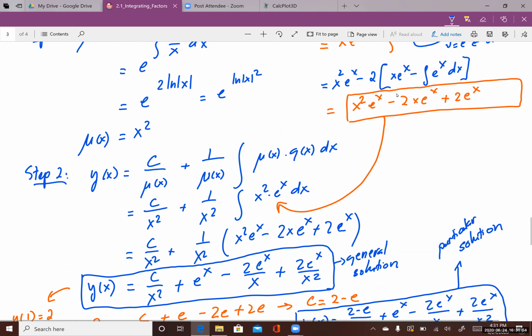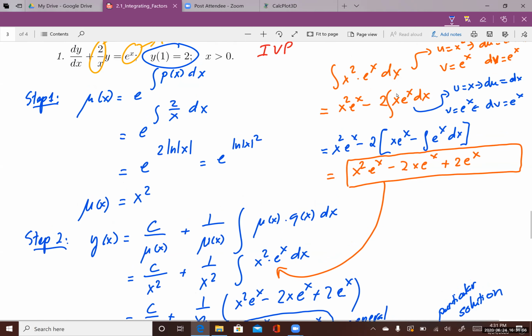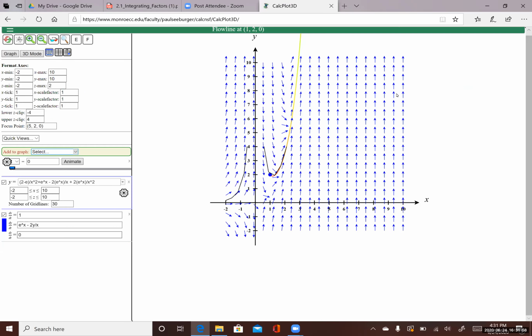Okay, well, let's look at the direction field of this differential equation. So this is the direction field of the differential equation. And as you can see here, this curve is a solution curve for this differential equation, starting at the point x equals 1 and y equals 2.